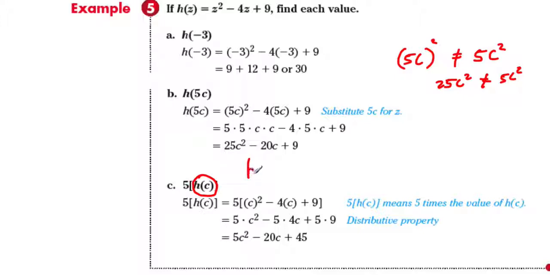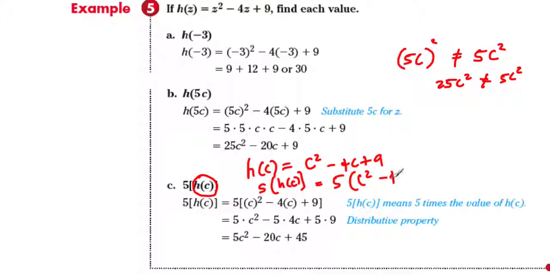So if you want to get h of c, it is no more than c squared minus 4c plus 9, right? And then after you get h of c, you simply multiply that by 5. So now you get 5 times h of c, which will be equal to 5 times c squared minus 4c plus 9. And that's where we pick it up from there.